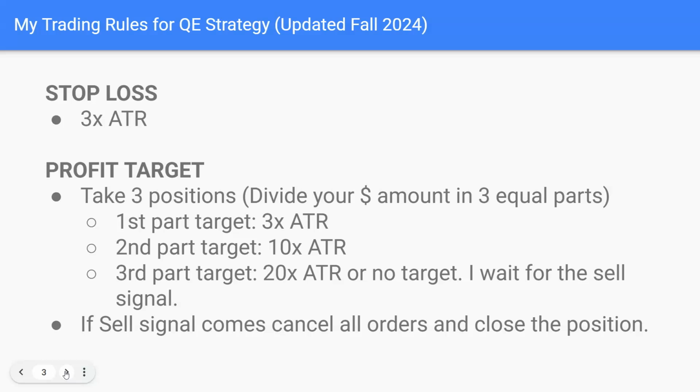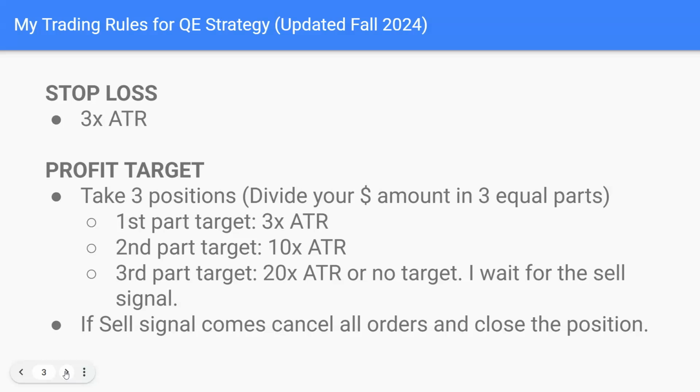So I use a stop loss of 3 times ATR, which is average true range. If you do not know average true range, then you can just Google it. It is the average movement of that particular stock over the past certain number of days. I use ATR 14. That's my stop loss and my profit target.